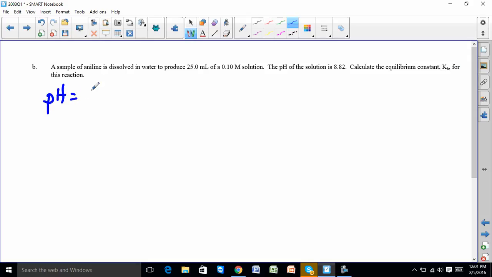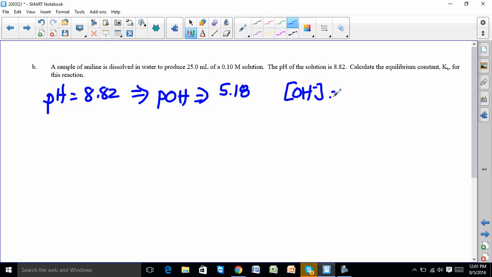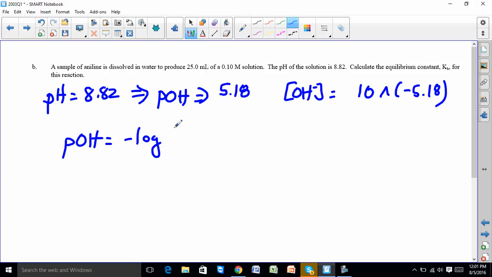The pH was 8.82. From there, we have to realize that the pOH is 5.18, because remember pH and pOH add to 14. Therefore, the hydroxide ion concentration is 10 to the negative 5.18 power, because remember pOH is the negative log of the hydroxide ion concentration.